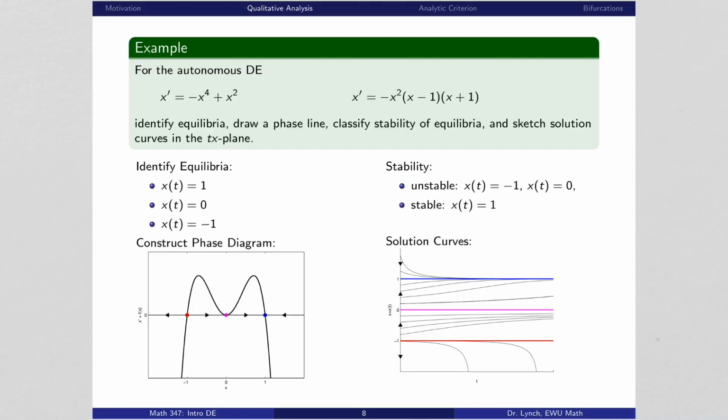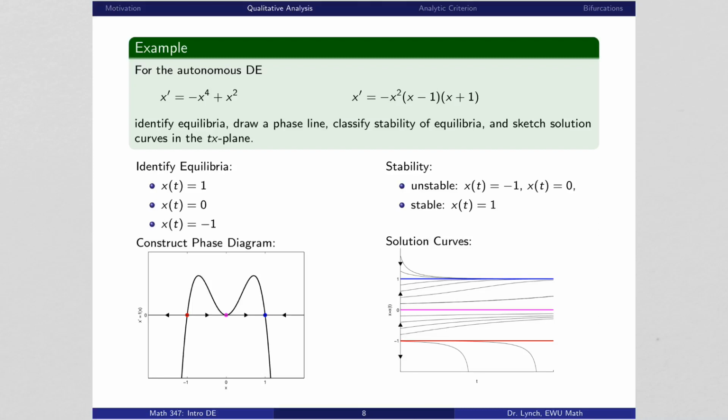If you get bumped off of the solution at 1, you come back. And we can see again the unstable behavior at 0 and minus 1. If you get bumped off minus 1, you don't come back at all. And if you get bumped off 0, you might come back, but you might not.